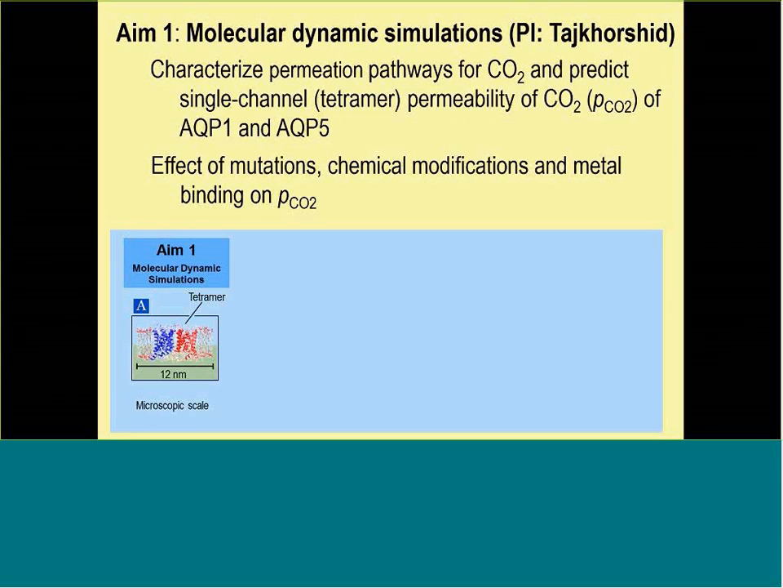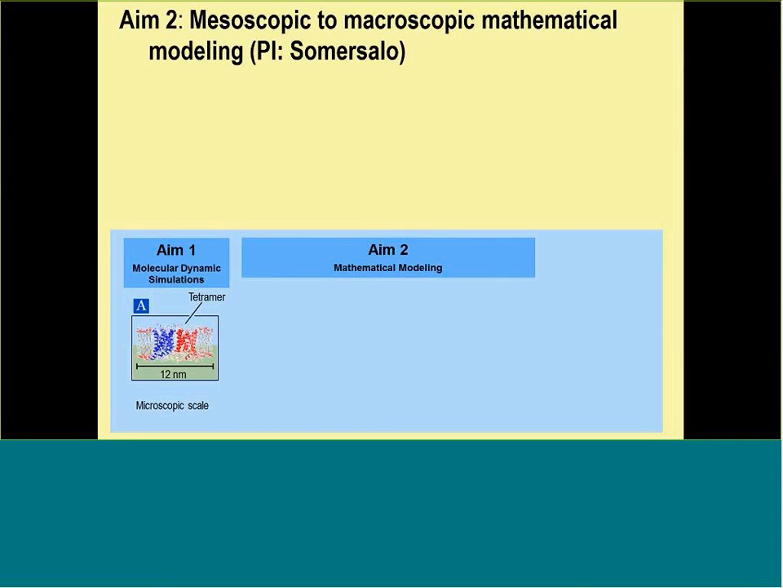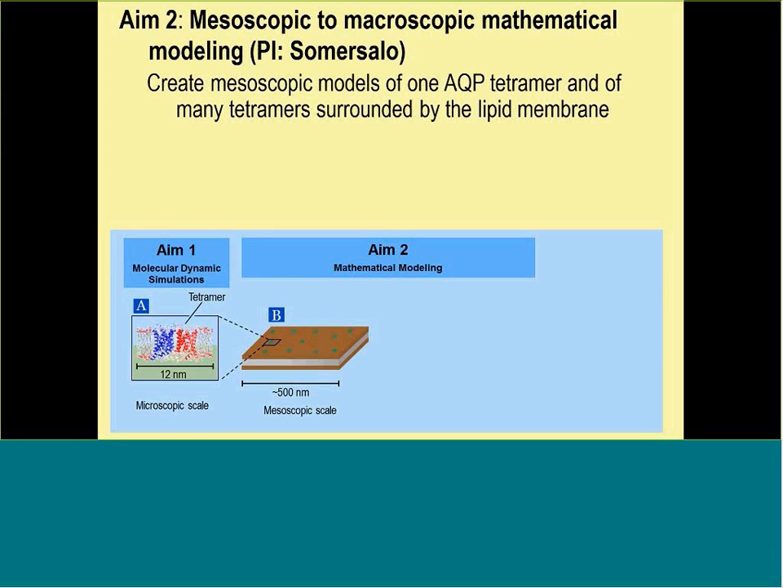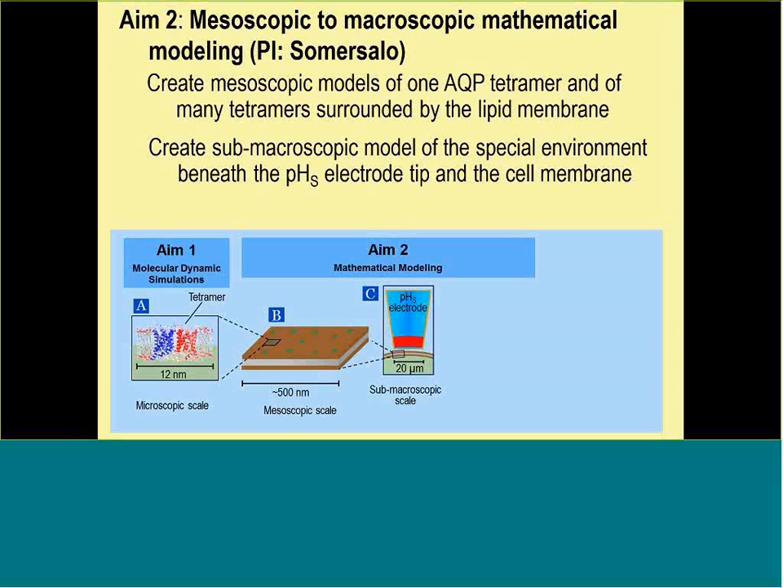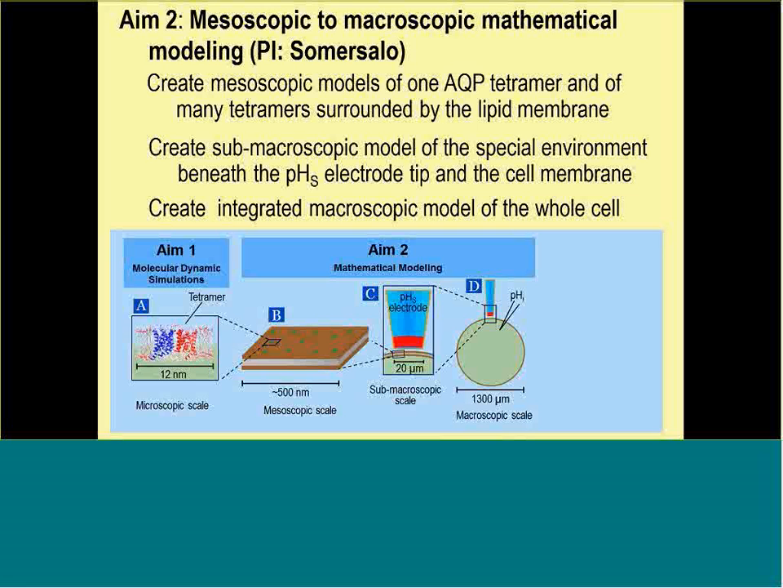The molecular dynamics simulations will provide us with a single channel membrane permeability that we will use in the second aim to inform our mesoscopic model of a single aquaporin tetramer embedded in a lipid membrane, or a mesoscopic model of many tetramers randomly distributed in a patch of membrane. So the membrane is no longer assumed to be homogeneous. Then we will use the mesoscopic model to inform our submacroscopic model of the spatial environment created by the surface pH electrode when it's pushed gently against the oocyte cell membrane. And then we will integrate all of this modeling into our microscopic model of the entire cell that we use in our experiments. And these are all reaction diffusion models.